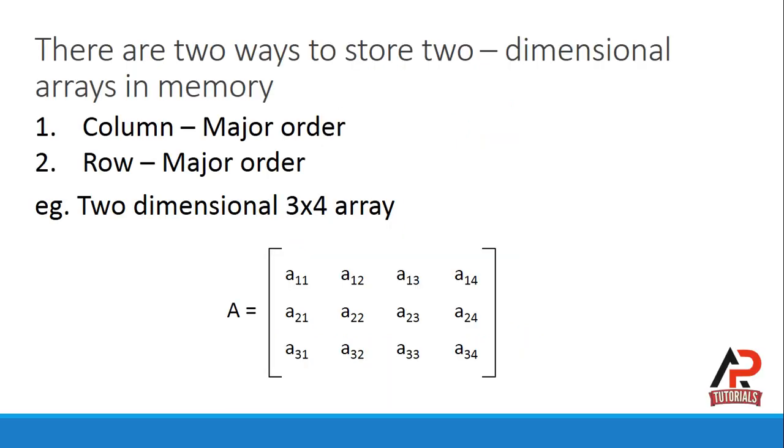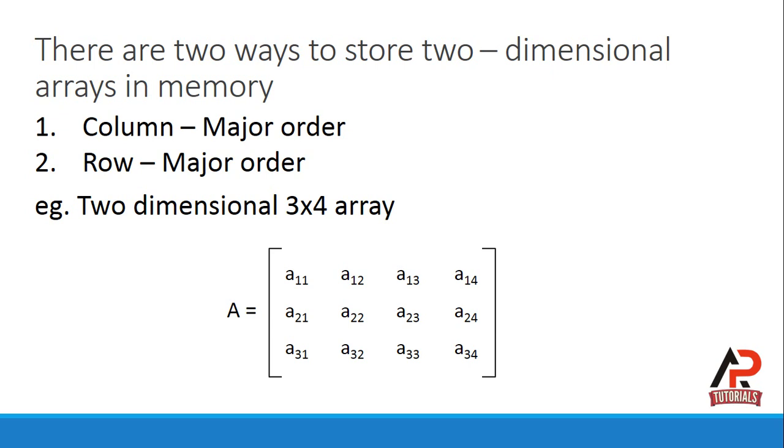There are two ways to store a two-dimensional array in memory. First is column major order. Second is row major order. So you have to store the data of a two-dimensional array in either column major order or row major order. Whatever order you have taken, the memory will store the data in linear form.